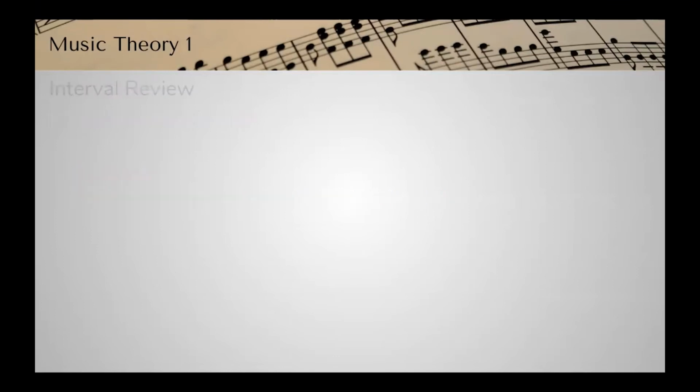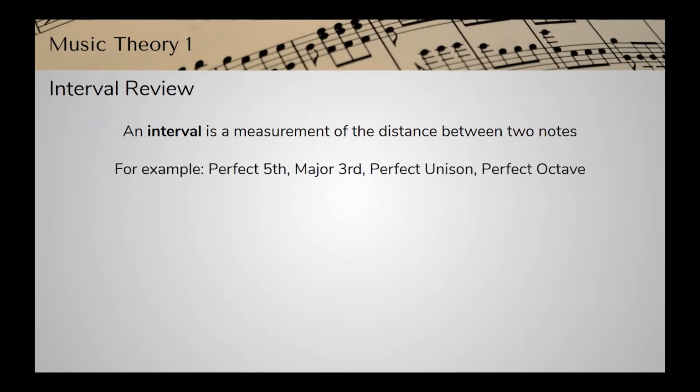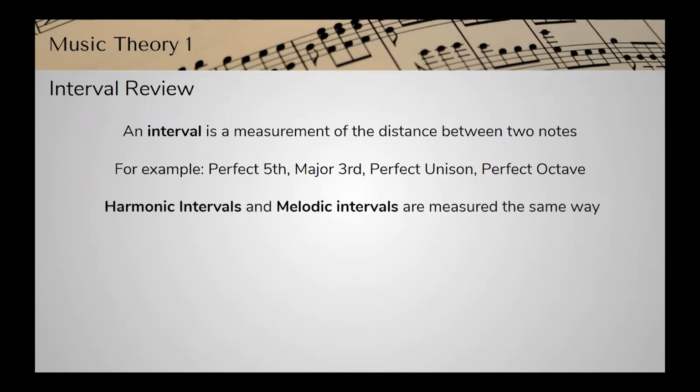Okay. So a quick little reminder, the parts of an interval and what it is. An interval is a measurement of the distance between two notes. For example, something can be a perfect fifth, a major third, perfect unison, perfect octave. There are harmonic and melodic intervals, but they're measured the same way. And so on the staff, harmonic intervals would just look like a stack, right? They'll just be one on top of the other. And melodic intervals will look like there's one, and then you wait a little bit and you see the other one, right? They're separated, but they're measured in exactly the same way, and they're written in exactly the same way.